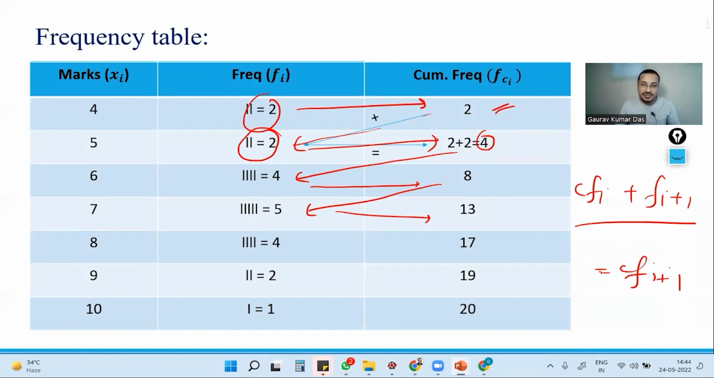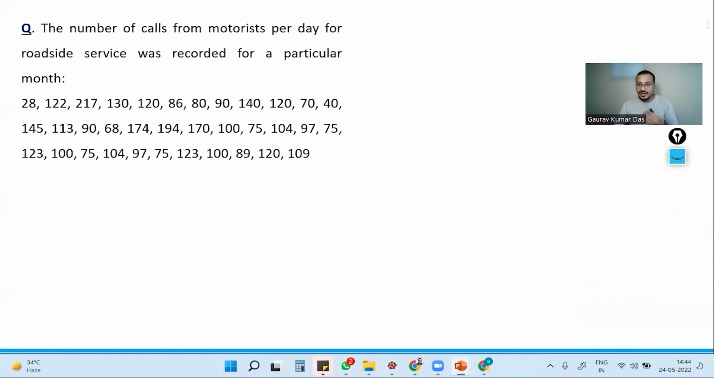So that is what it means. CFI plus CF plus FI plus 1. CFI plus FI plus 1 equal to CFI plus. That is how we typically try to calculate. Okay, very simple. So let's take another example.